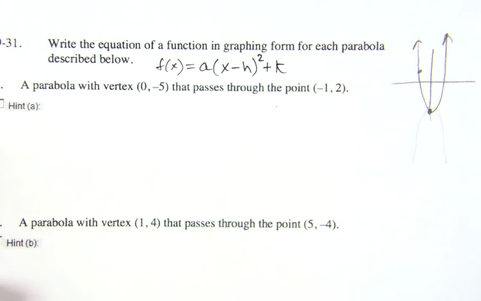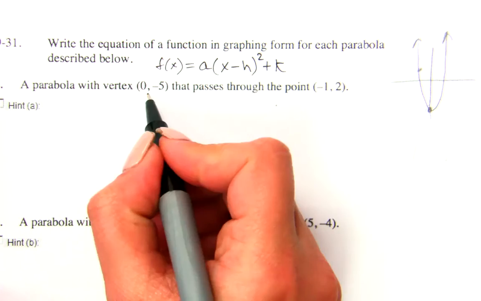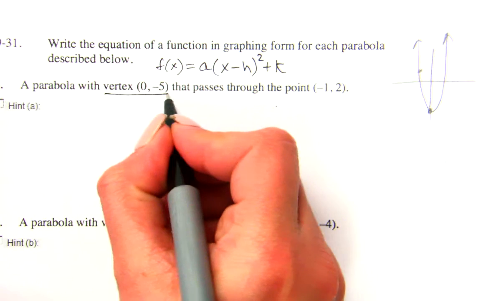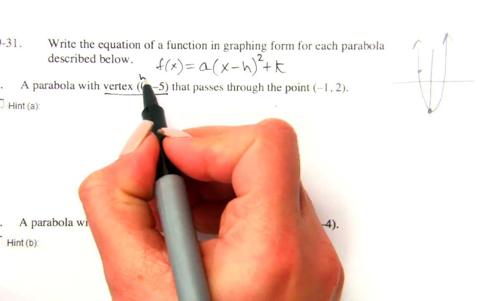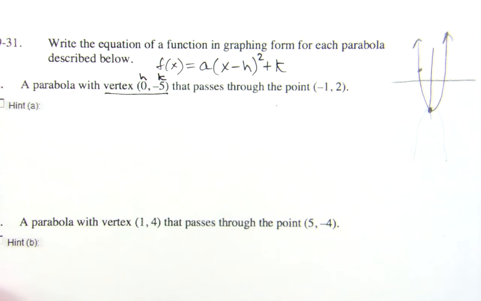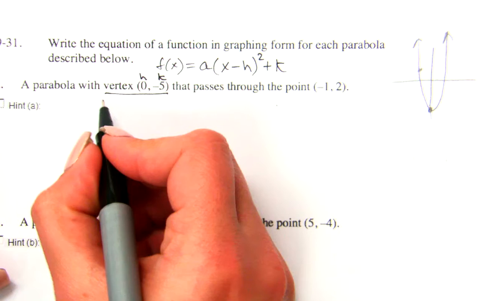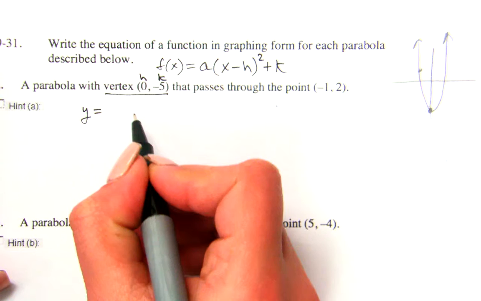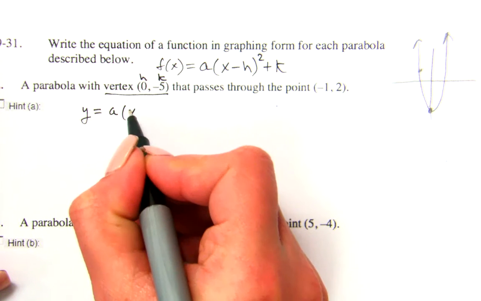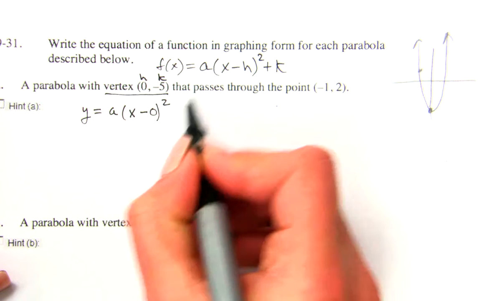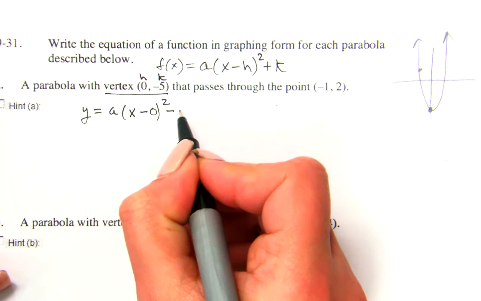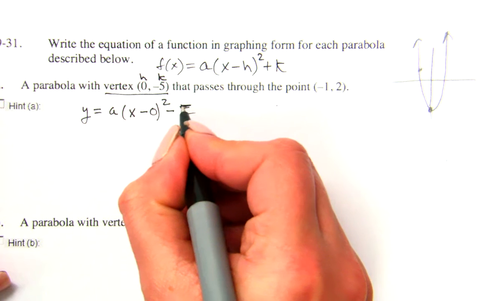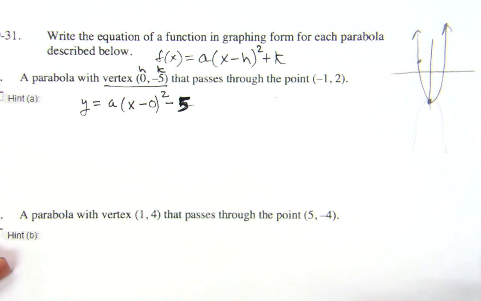It's not that you should memorize it. I mean, you should, but you'll get it eventually. I know this is the vertex, so this is the h and this is the k. So I'm going to plug this in: y equals a, I don't know what a is, times (x minus 0) squared, and then k is the minus 5. Okay, that's it so far.